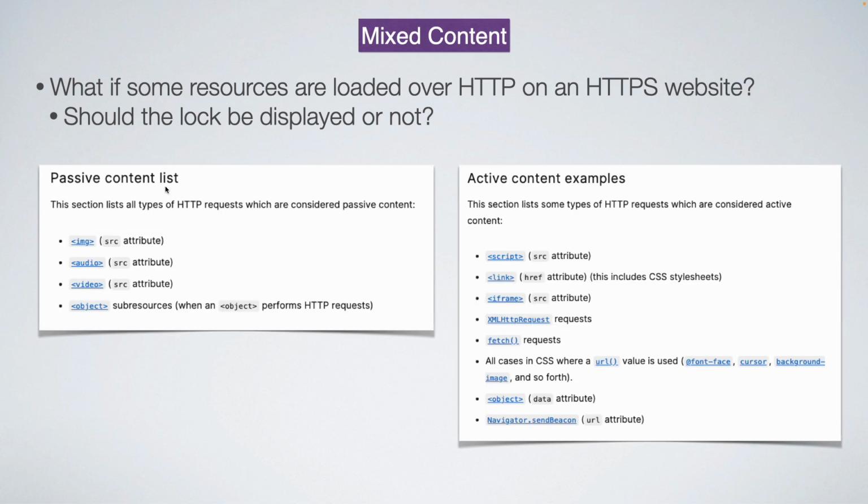Passive content would be things like images, audio, video, objects. Active content would be scripting, links, iframes, JavaScript-initiated requests for websites, and any kind of scripting things like fetches. Objects are sort of, I won't go into those details, but whether they're active or passive depends slightly.